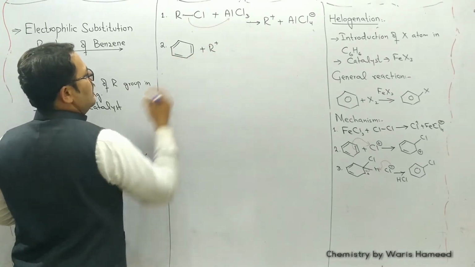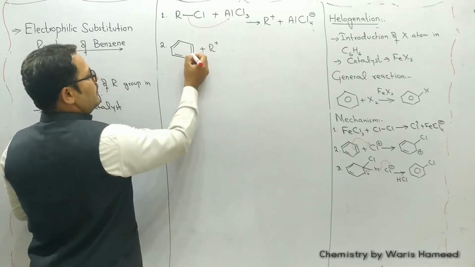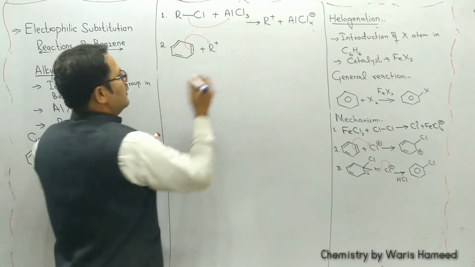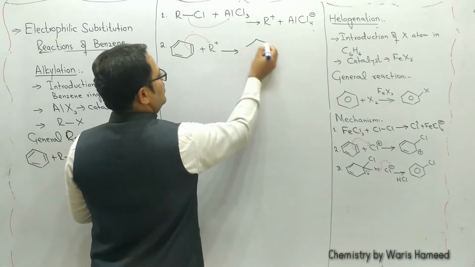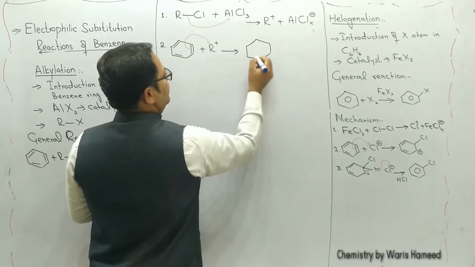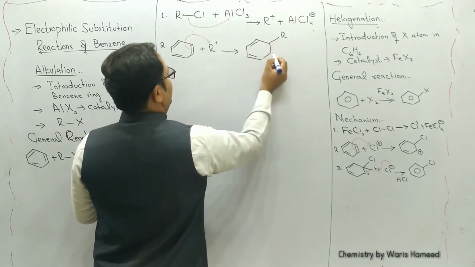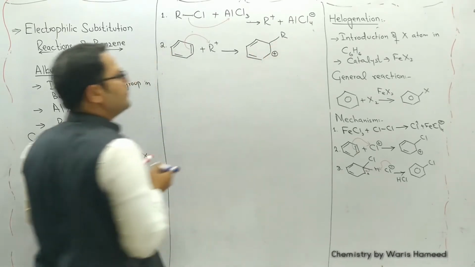In the second step, a pi electron of the benzene ring will attack that electrophile, electron loving species. These electrons will attack this alkyl group and form this product. Here is the alkyl group and here is the positive charge.